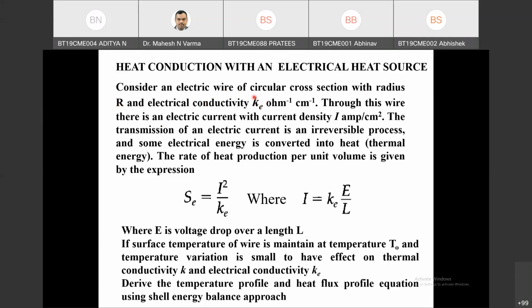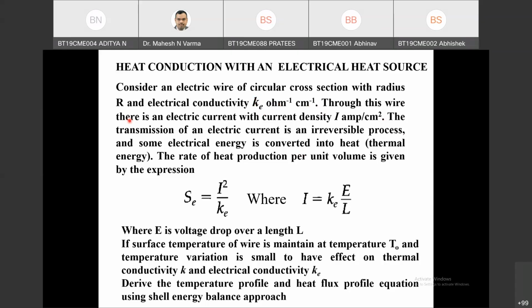You can get this from the data book. What is the electrical conductivity of copper? Of copper mixed with brass? Of aluminium? All this information is available, in ohm per centimeter inverse.